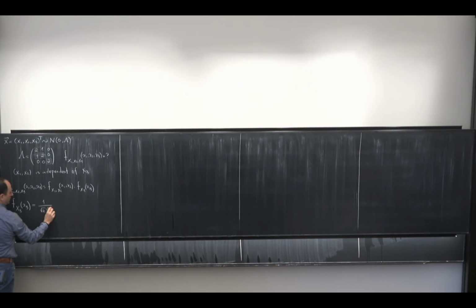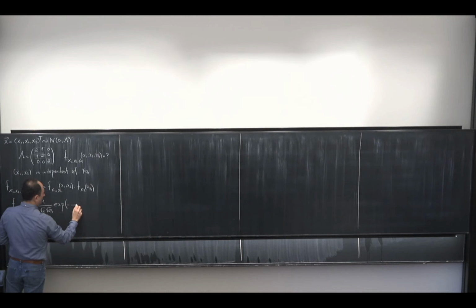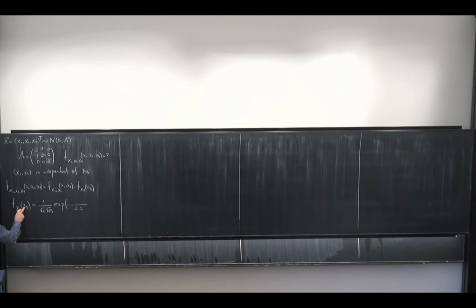And then multiplied by square root of 2 pi, because these diagonal numbers are variances. Variance is sigma squared, but what you want to write here is sigma itself, so you take the square root. And then you have the exponential. What should I write here now? For x3, I write minus x3 squared over 2 times sigma squared, which is 2 times 2. The mean is 0, so I just write x3 to the power 2. This is the first one. It's very simple.